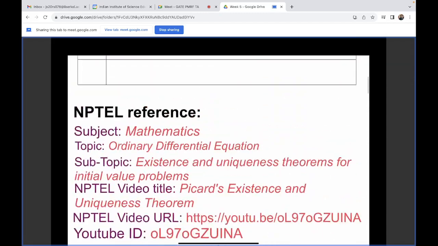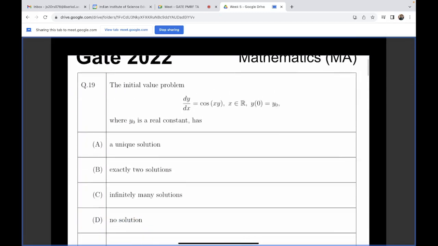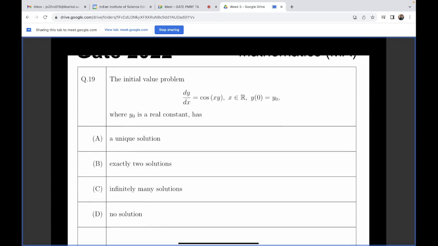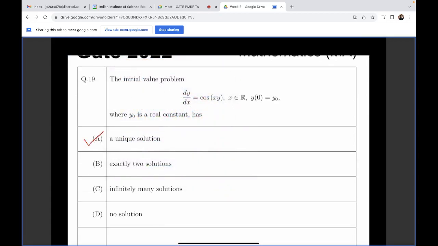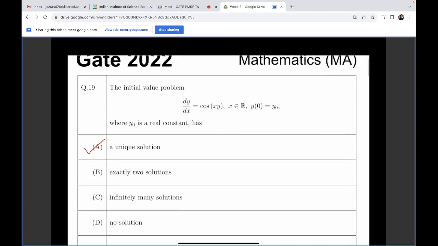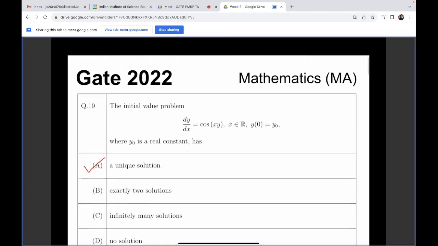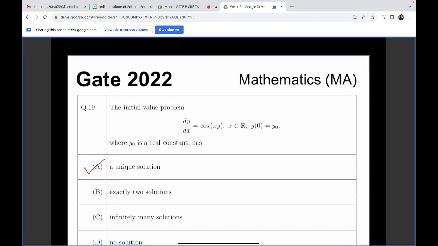So therefore which option is correct? So this has a unique solution, so option A is correct. This initial value problem has a unique solution.